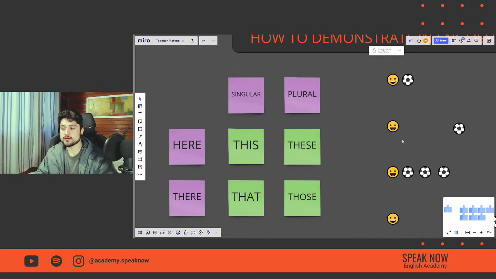This is one possibility, when I am demonstrating an object that is singular, because you see one pen, one charger, and one notebook. Yes, so it is one, singular. And when I say this, I am referring to something that is close to me. It's close to my touch. So I say, this is a pen.